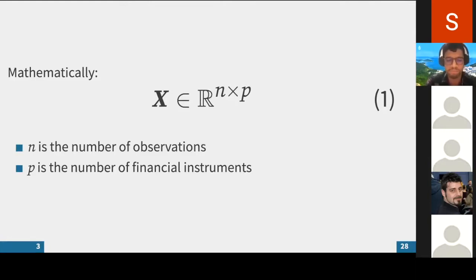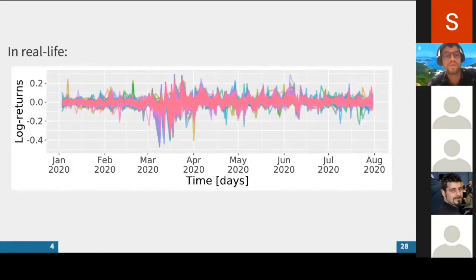In finance, we like to represent the data as a matrix X, which is an N by P matrix, where N is the number of observations, like the number of timestamps that you have the price for a given stock or for a given financial instrument, and P is the number of financial instruments or assets and so on. So in real life, we often plot the columns of that matrix, right? We overplot all those columns, and then we see the time series.